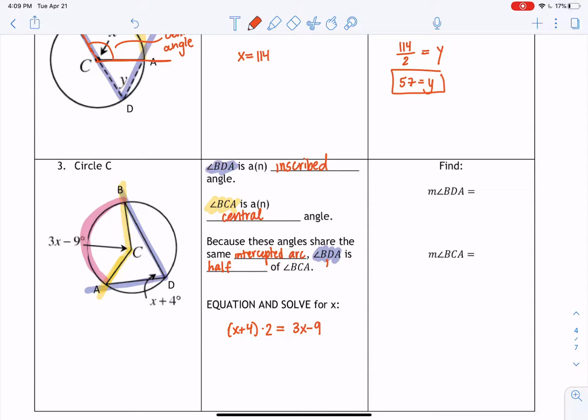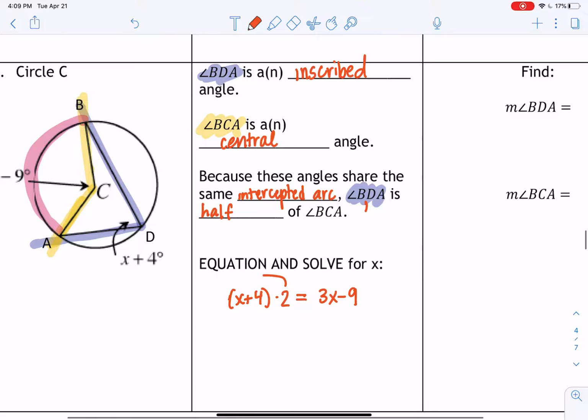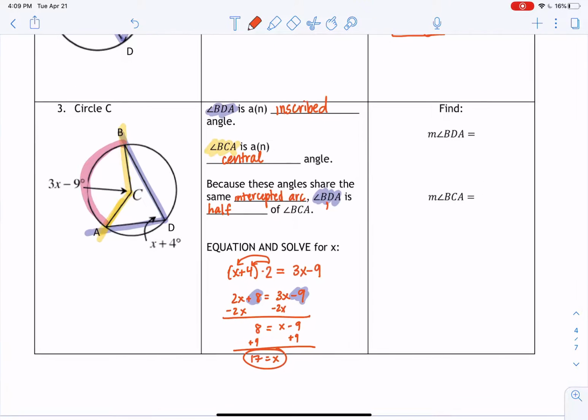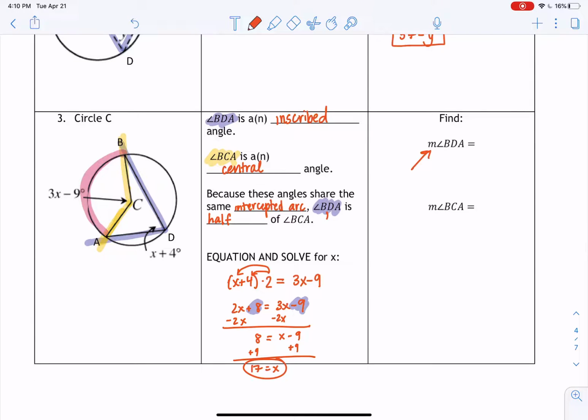And now here is going to be a little bit of algebra review. You're going to want to distribute. So 2x plus 8 equals 3x minus 9. Then we're going to move our like terms over, so get the numbers on one side and the x's on the other. I'll subtract 2x first. We're undoing. Add 9. 17 equals x.